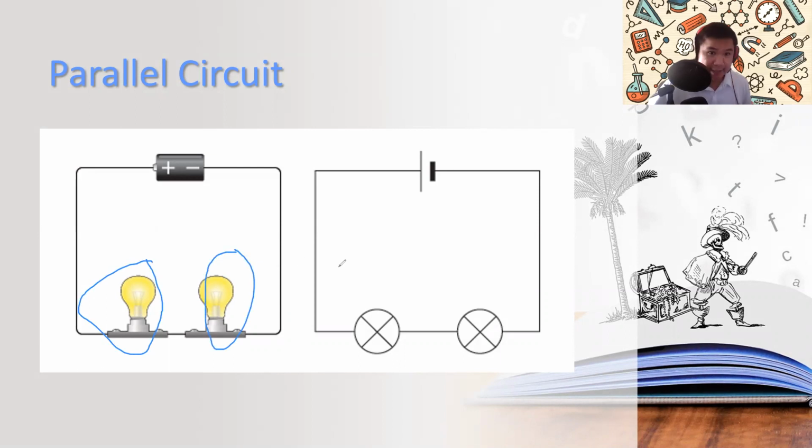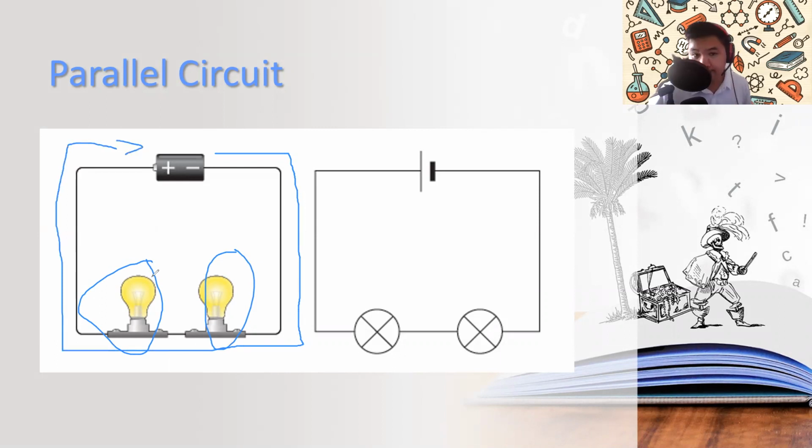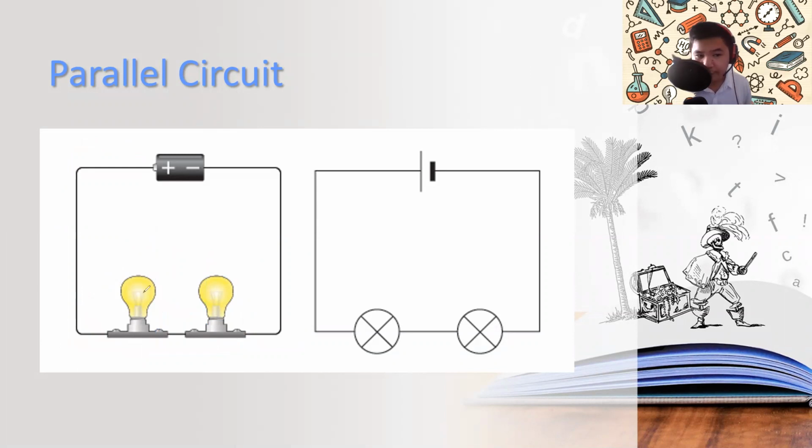But there's only one direction for the electricity to flow, like that. If this bulb does not turn on, it means there is no electricity that is going to go to this bulb, which means this one will also not turn on. Do you understand? Again, if this bulb does not turn on, this bulb will also not turn on.